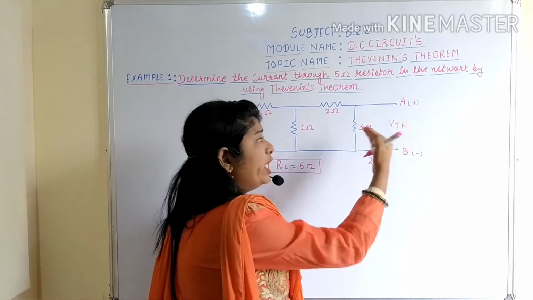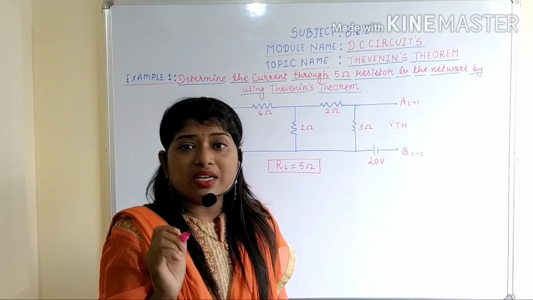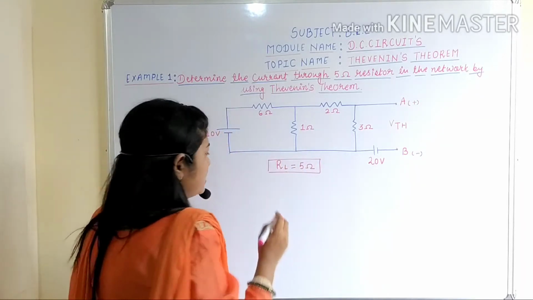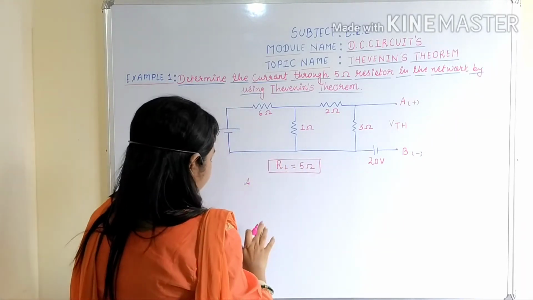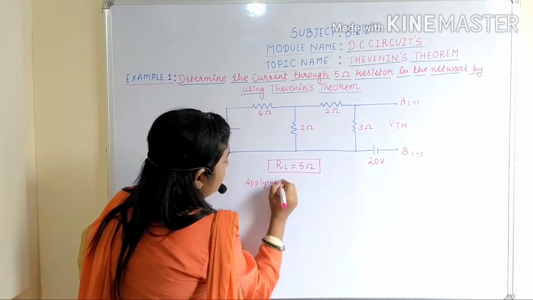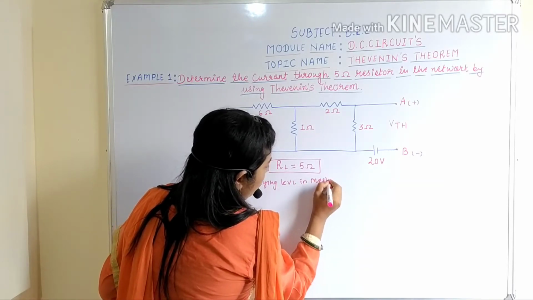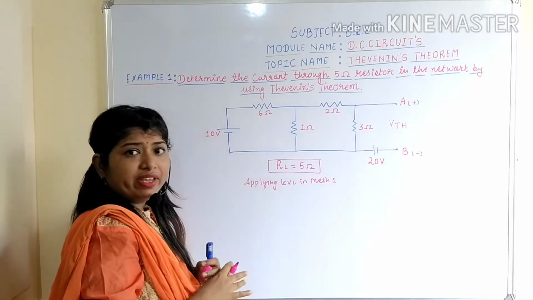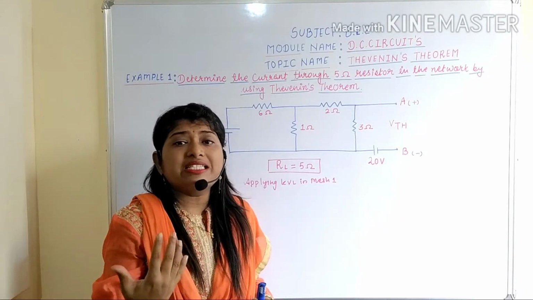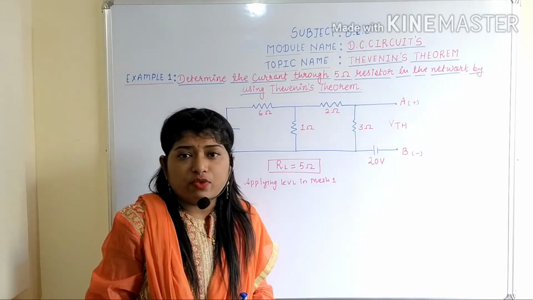Now to calculate VTH, we need to apply any one of the network simplification techniques. Let's apply mesh analysis in this. So applying KVL in mesh 1. Can you apply KVL in mesh 1? Please recollect all 4 important sign conventions that we had studied related to Kirchhoff's voltage law.